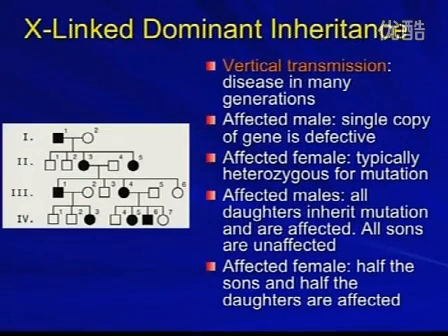Okay, this is X-linked dominant. We don't have as many of these. What that means is everybody has 22 pairs of autosomes. You have an X chromosome and a Y chromosome. Males have only one X. Females have two X's. So if something's X-linked dominant, it just means a dominant idea. One mutation is enough to get you the disease.